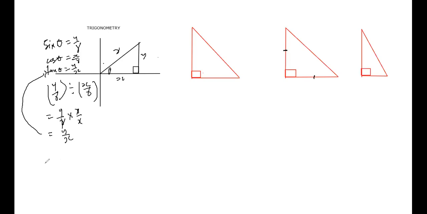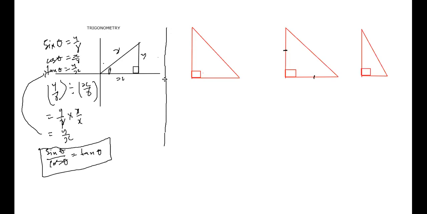But what is y over r? Y over r is sine theta. And what is x over r? X over r is cos theta. So what we have just done here, we have proven the quotient identity that sine theta divided by cos theta is equal to tan theta. Another important identity, folks, that we need to know.